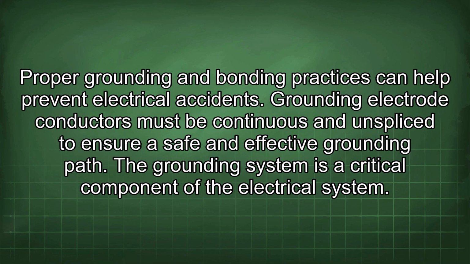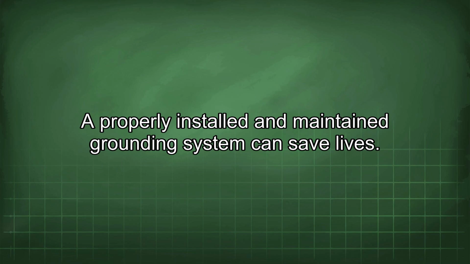Grounding electrode conductors must be continuous and unspliced to ensure a safe and effective grounding path. The grounding system is a critical component of the electrical system. A properly installed and maintained grounding system can save lives.